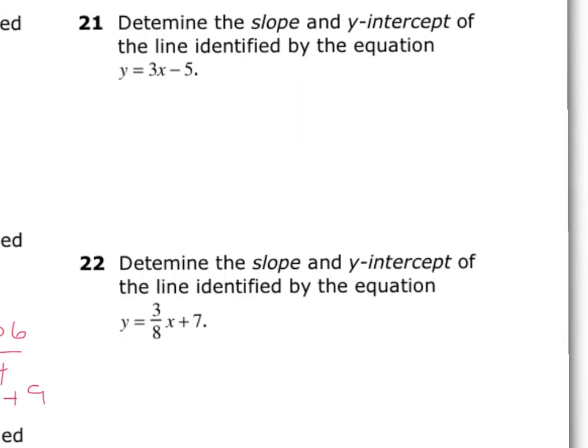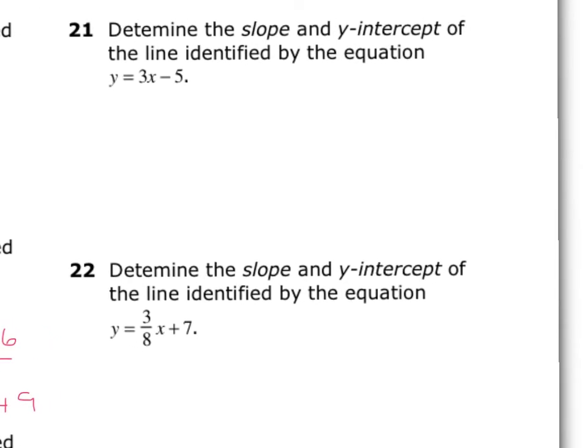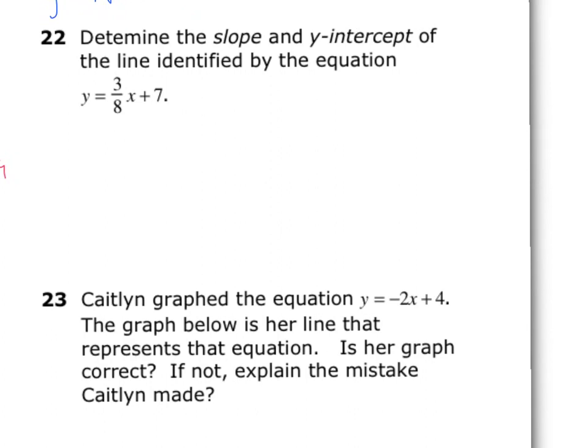Number 21, determine the slope and y-intercept of the line identified by the equation. So we are looking for m and b. The m is the 3, the b is negative 5. M is slope. B is the y-intercept. Okay. Number 22, determine the slope and y-intercept of the line identified by the equation. We're looking for the slope and the y-intercept. Slope is 3/8, and the y-intercept is positive 7.